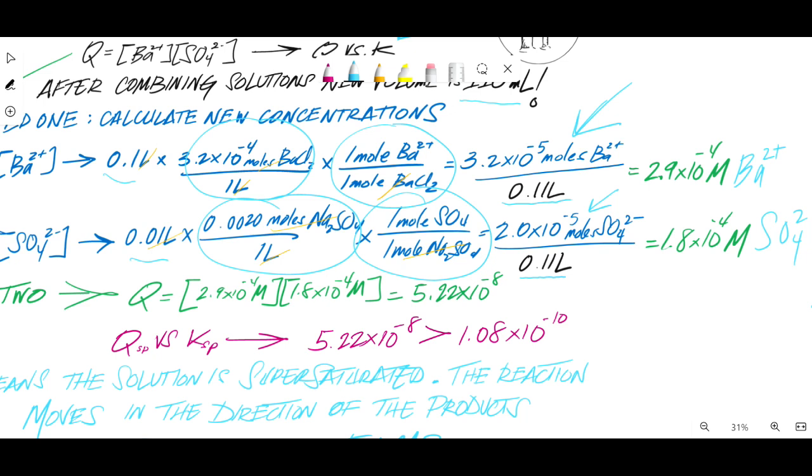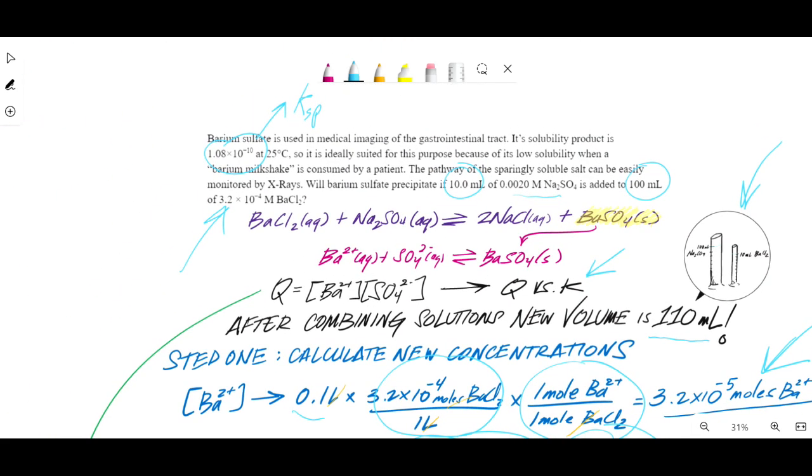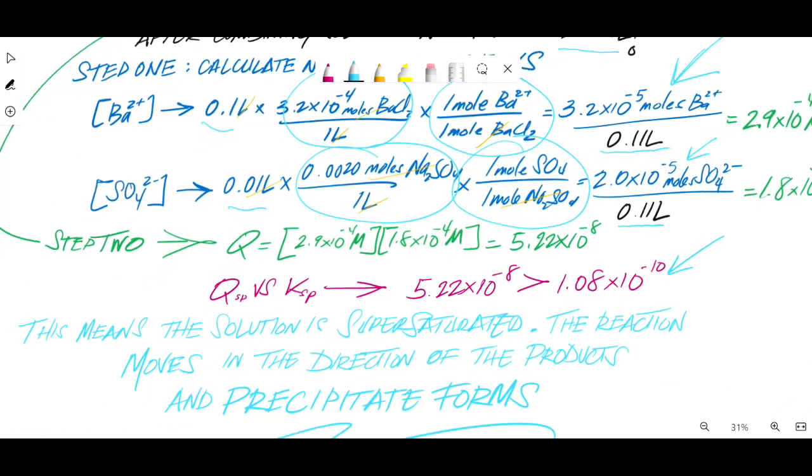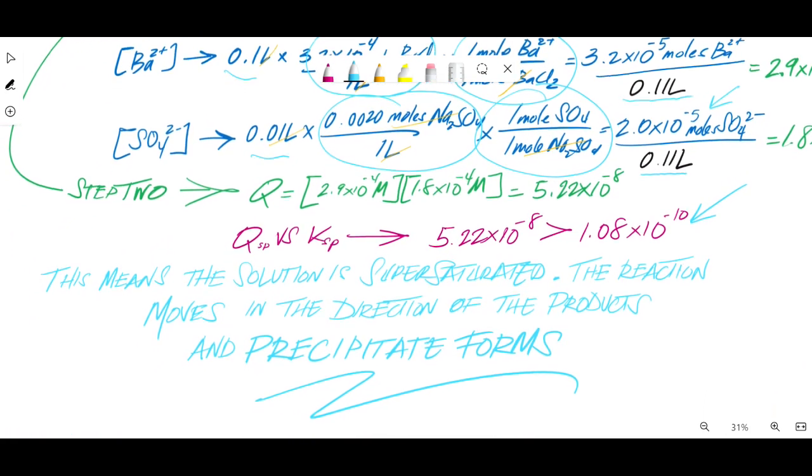So we're comparing Q, which is 5.22 times 10 to the negative 8th, to our KSP, 1.08 times 10 to the negative 10th. Now remember, this number came from the problem. That was given to us way up here, okay? I did not calculate that number. So when I compare the two, it's obvious that Q is bigger than K.